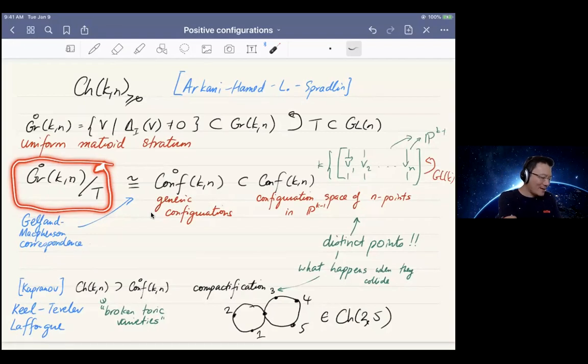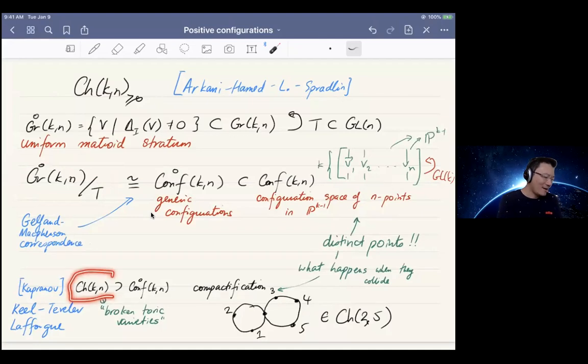And what happens is that a point in this compactification corresponds to a degeneration of this toric variety, where the toric variety breaks up into a union of smaller toric varieties. I say smaller, but actually these toric varieties have the same dimension, but they have smaller moment polytopes.